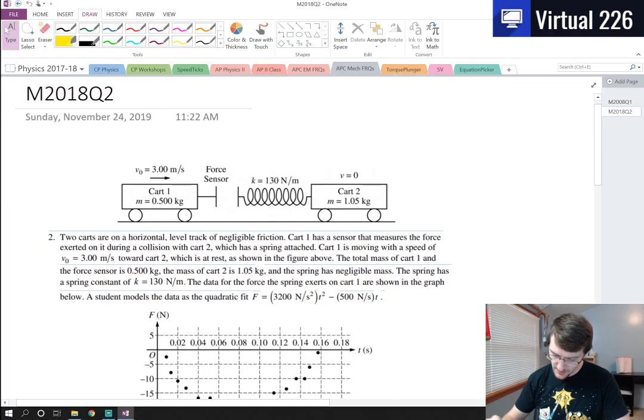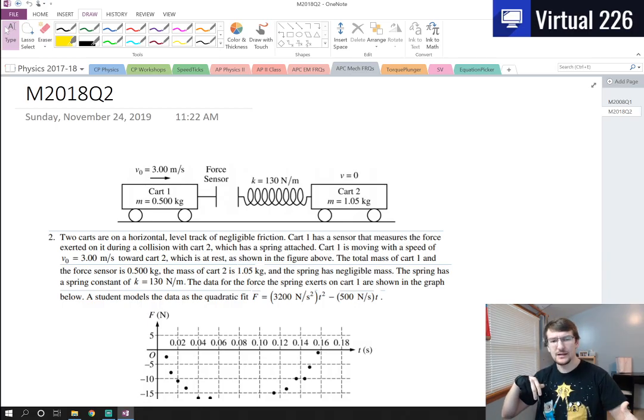Okay, let's see what we got here. So we're looking at an AP Physics C mechanics problem from 2018, specifically question number 2. We're going to be looking at conservation of momentum, kind of a force and impulse thing going on here. We have a cart on the left, cart 1, moving with some velocity to the right. It has some mass, and it hits a stationary cart that has a spring in front. We see the spring constant is 130 newtons per meter. And we're going to be asked a bunch of questions about it.